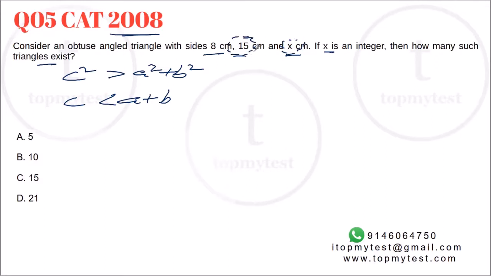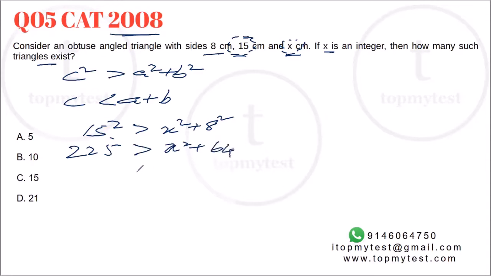Now let's see what happens if 15 is the longest side. If 15 is the longest side, then 15 square has to be more than x square plus 8 square. 15 square is 225, has to be more than x square plus 64, or x square is less than 225 minus 64, which is 161. Now I know 13 square is 169, so x has to be less than 13. 12 square is 144, so that will satisfy.